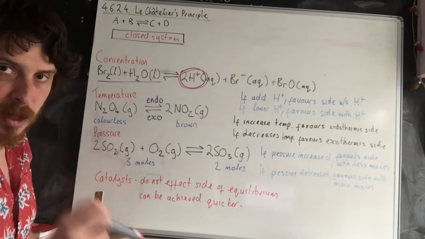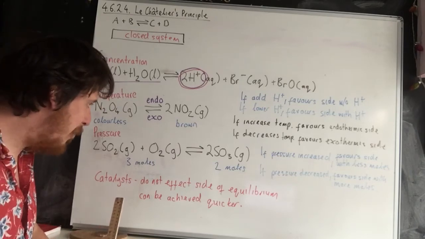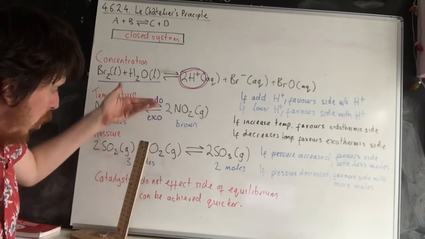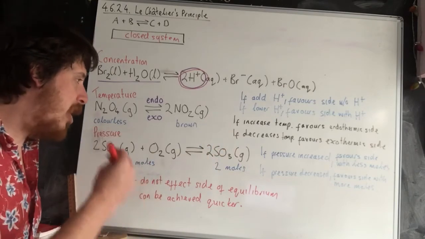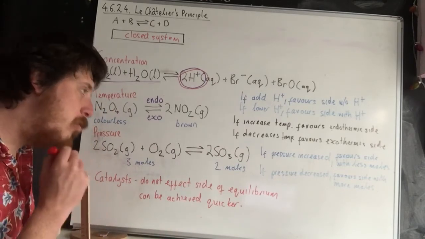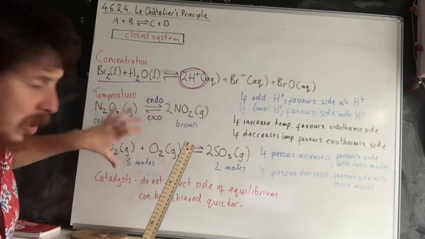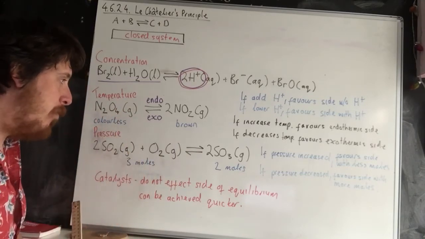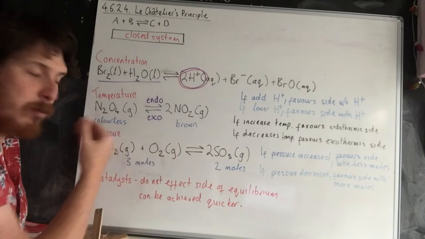If you increase the pressure of your closed system, that's going to favour the side with fewer moles. So if the pressure goes up, it's going to increase that side to try to counteract. If pressure increases, it favours the side with fewer moles. On the other hand, if you decrease the pressure, so if the pressure goes down, it's going to favour the side with more moles, and that is something that you're going to have to learn. So in this example, if you increase the pressure, it will shift the equilibrium to the right, and if you decrease the pressure, it shifts the equilibrium to the left.